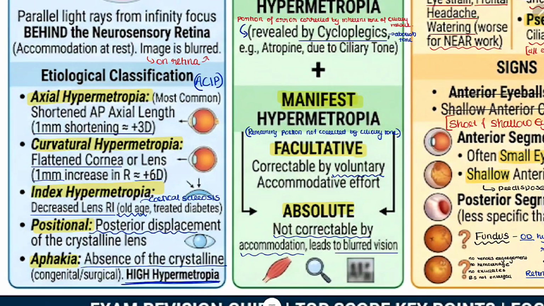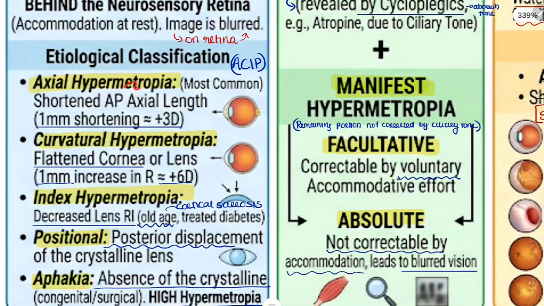Coming to the etiological classification, here also it is ACIP, that is axial, curvatural, index, positional and aphakia. Axial means the AP axial length is shortened. In myopia it was elongated, here it is shortened, and 1 millimeter shortening will give plus 3 diopter hypermetropia. Curvatural means the cornea or the lens is flattened, while in myopia it was becoming steeper. Here it is becoming flatter, and 1 millimeter increase will give plus 6 diopter hypermetropia.